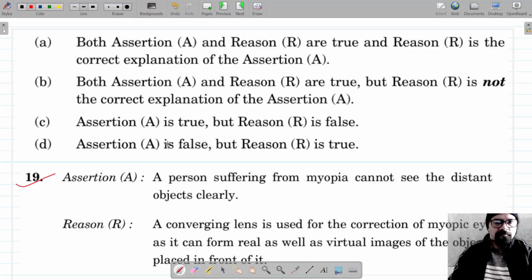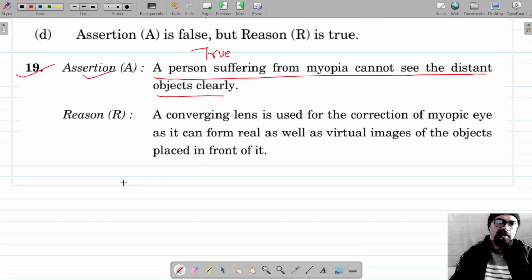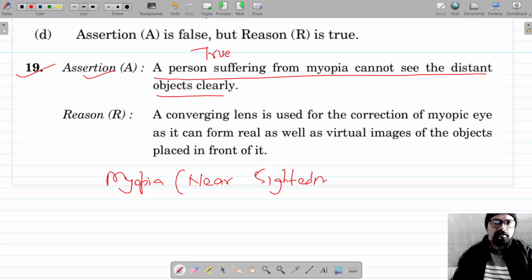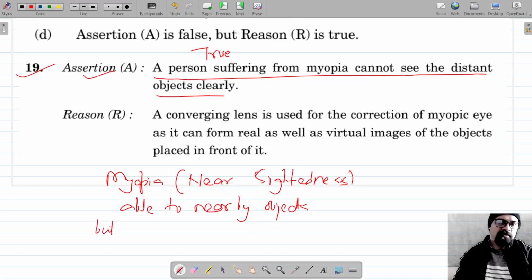For question number 19, which is an assertion and reason based question. The assertion says that a person suffering from myopia cannot see distant objects clearly, which is true, because myopia is also called nearsightedness. Nearsightedness means you are able to see nearby objects. You cannot see distant objects, meaning far away objects. So according to the definition of myopia, this is true.